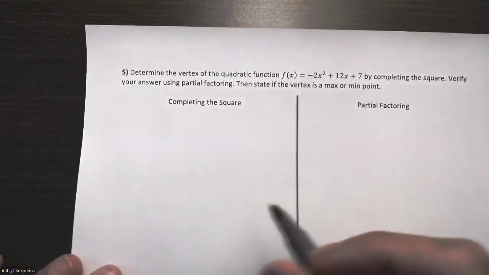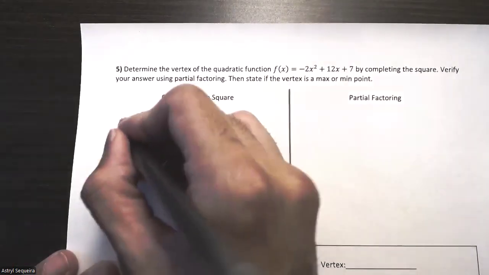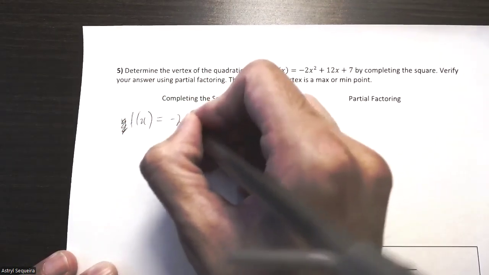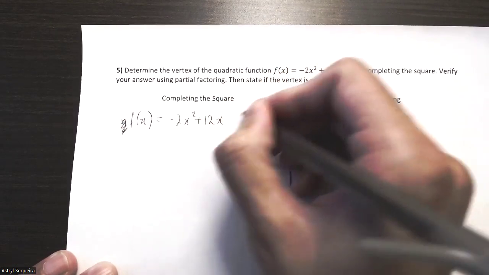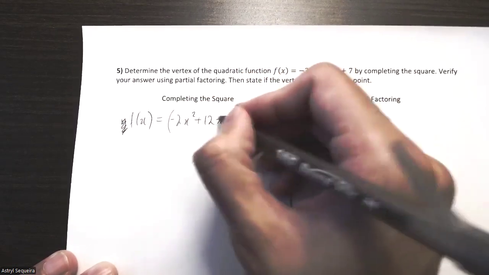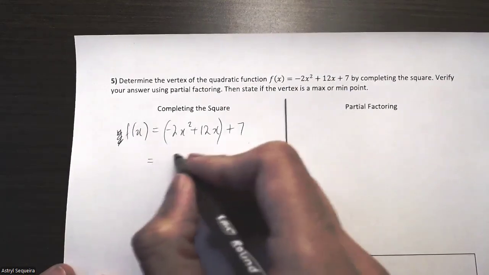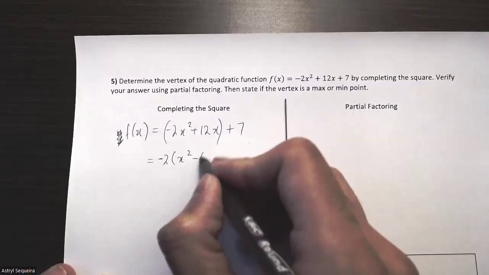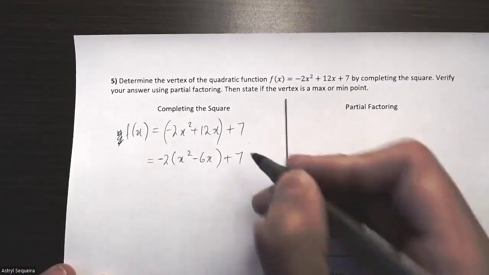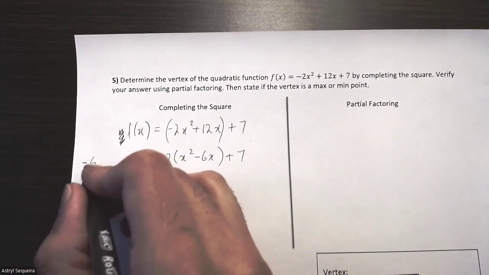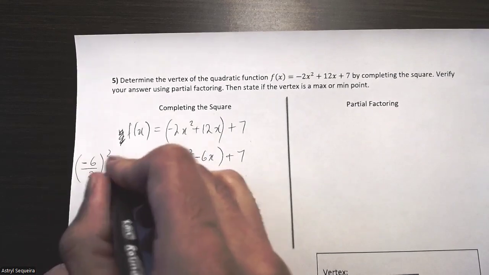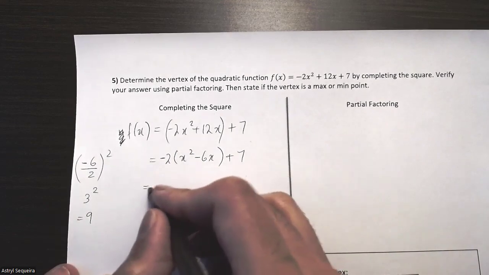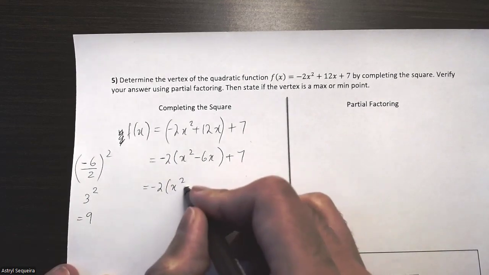Next question here, again, completing the square. So same steps, just slightly harder. Start by writing down the equation. I'll bracket my first two terms, and then I will common factor out just my a value, which is -2, left with x squared minus 6x plus 7. I'll find my magic number, which is -6 divided by 2 squared. That's just 3 squared, which is 9. So I'm going to add and subtract 9 inside the bracket.